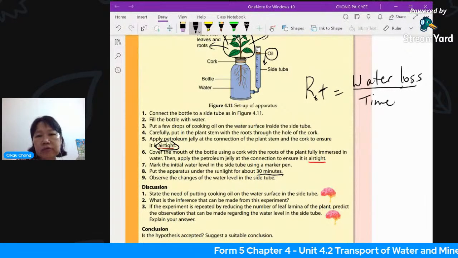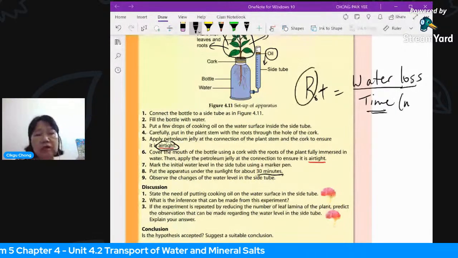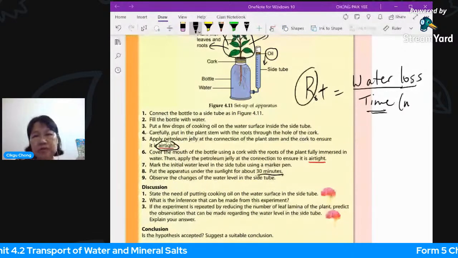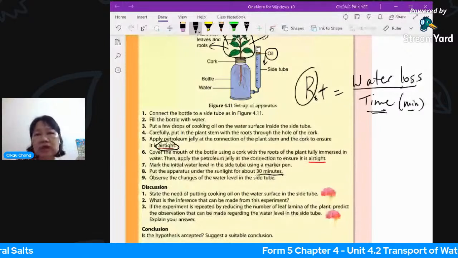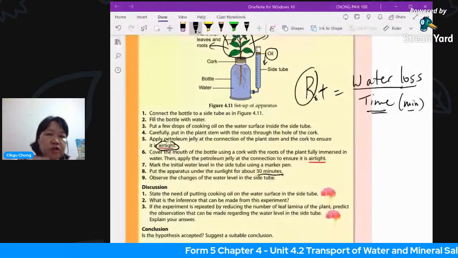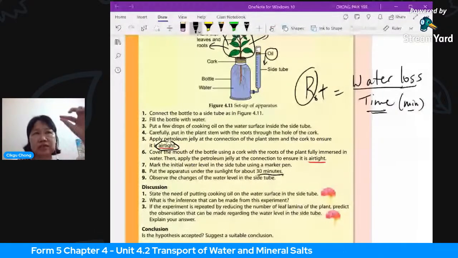When you talk about rate, it's always divided by time. So usually we talk about minutes. Per minute, or per second will be too much. Minute, hour also can. Water loss is how much water that has gone down. So it could be grams, or it could be in terms of how many cm here, not in grams. You can see the water come down.